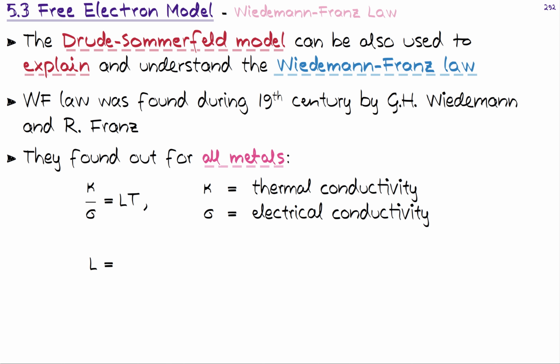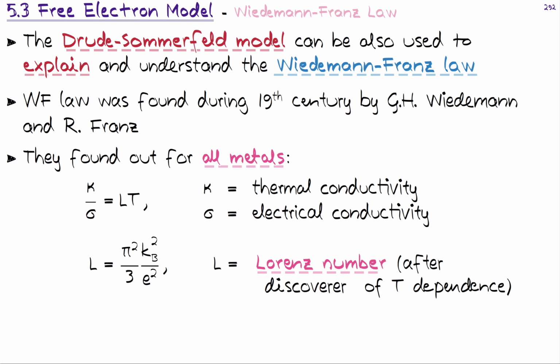And here the Lorentz number is of the form L equals pi squared divided by 3 times the Boltzmann constant k_B squared divided by the elementary charge e squared. The L comes from the fact that the temperature dependence of this Wiedemann-Franz law was discovered by Lorentz. And that's why we have this Lorentz number named after Lorentz. So this is all that we have regarding the Wiedemann-Franz law.